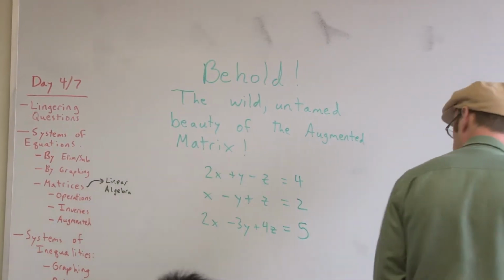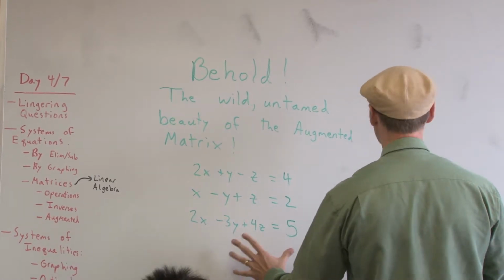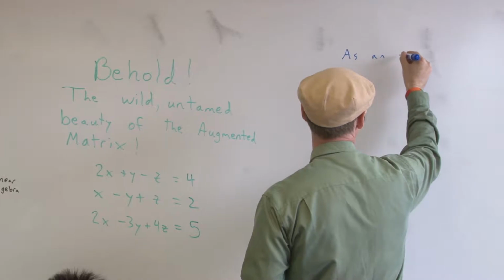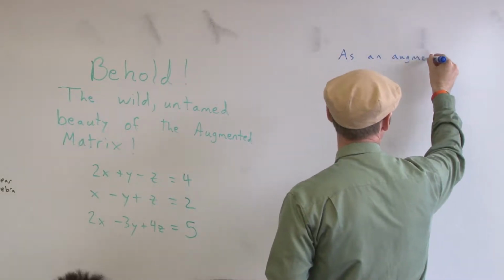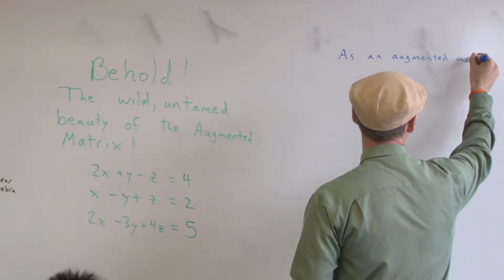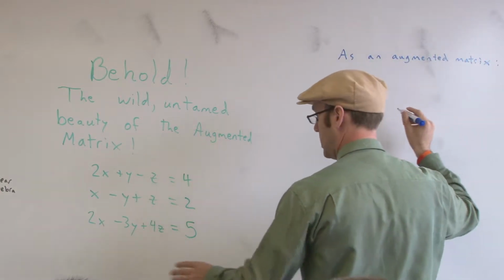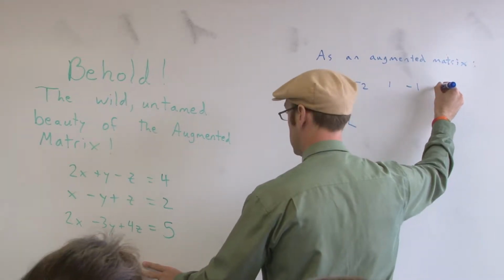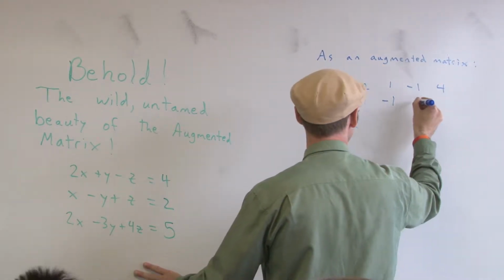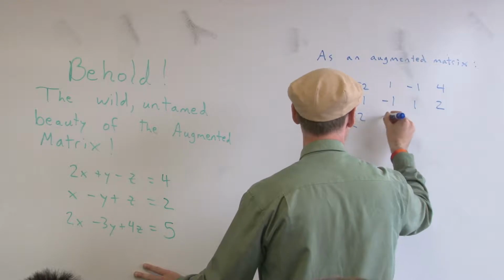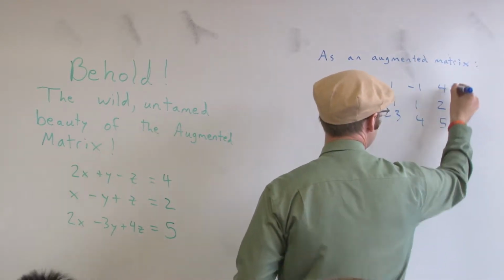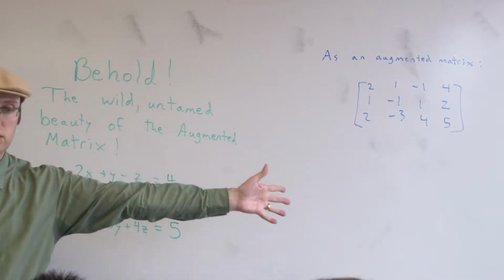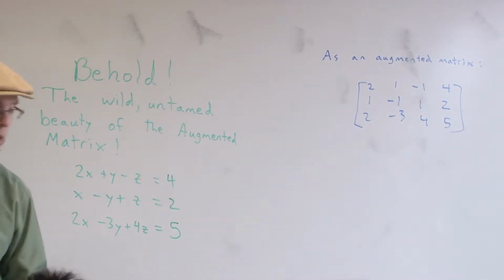So first, I'm going to represent this as a single augmented matrix. And all an augmented matrix means is put all the numbers in it. So I'm just going to put everything together. Thus. Right? It's the coefficient matrix with an extra column added on for the solutions that I want.